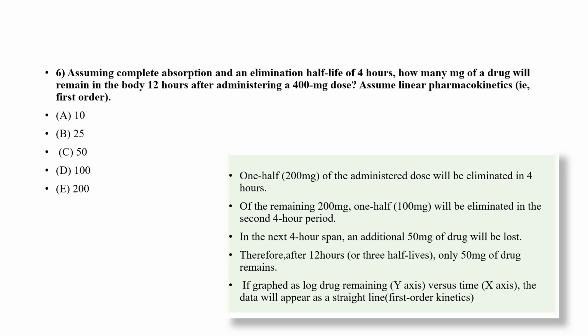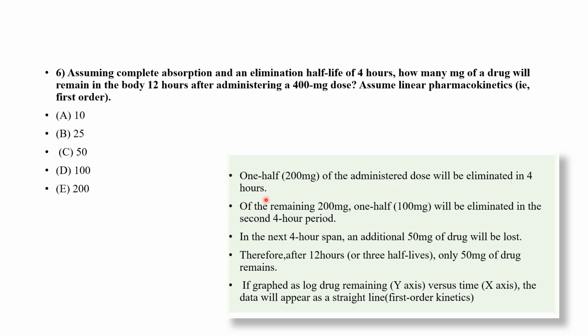Okay, so we know that the initial dose is 400 milligram. In the first half-life, that is after 4 hours, this 400 milligram will become its half, that means 200 milligram. That is, one half, 200 milligram of the administered dose, will be eliminated in 4 hours. That is in the first half-life.